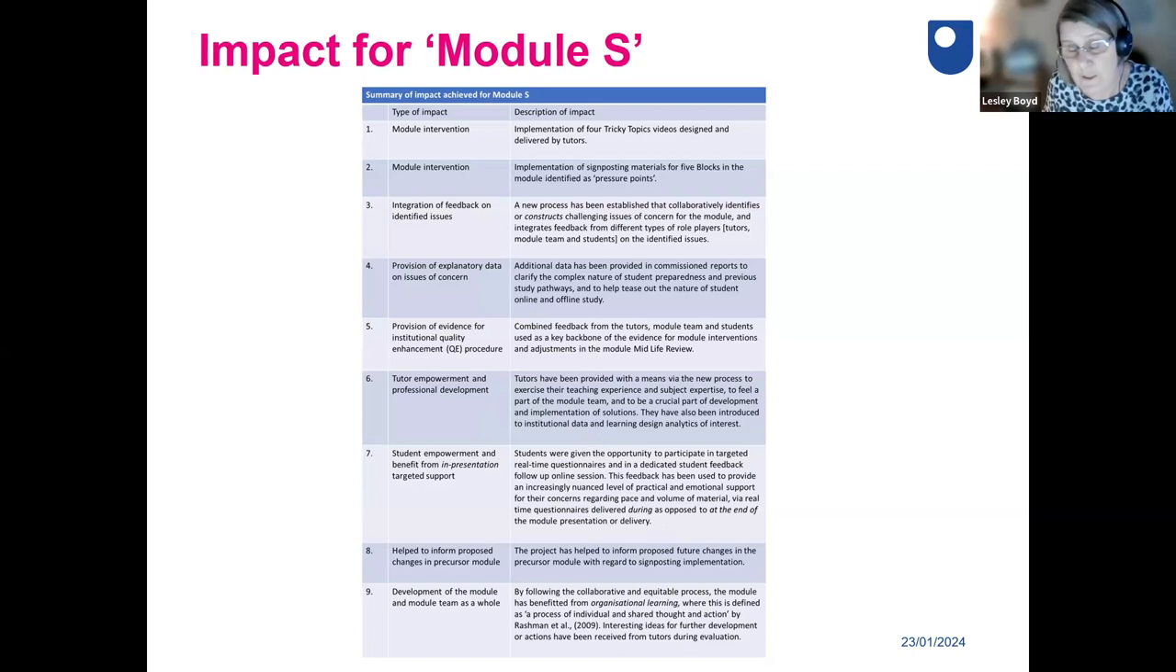It's where you're actually doing something during the duration of the module, rather than waiting until the following year when the students finished it. You're actually reacting to something within the module. And now the whole module is being rewritten, incorporating the signpost as a learning design characteristic. So the lessons are being taken forward into the module rewrite.